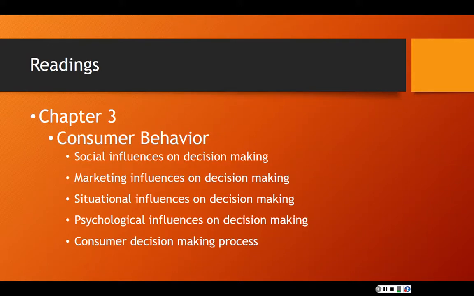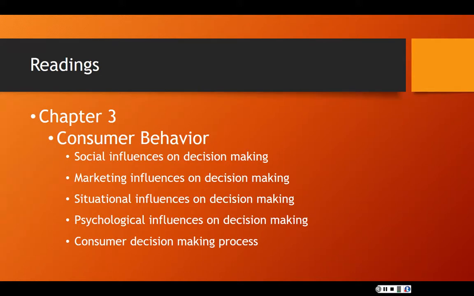So chapter 3 looks at things like social influences on our decision making, marketing influences, how marketing influences what we buy and don't buy, situational influences, psychology, some things that come from within us, as compared to influences from our friends or the media, and then the consumer decision-making process.